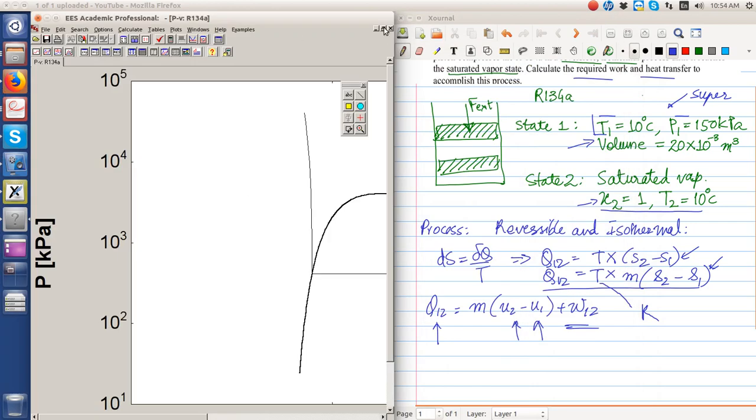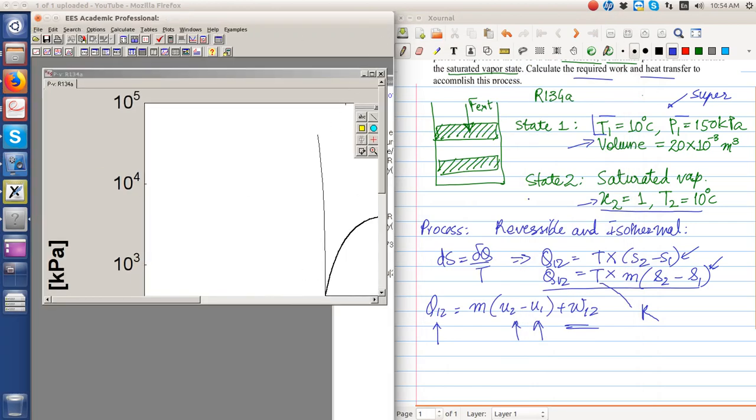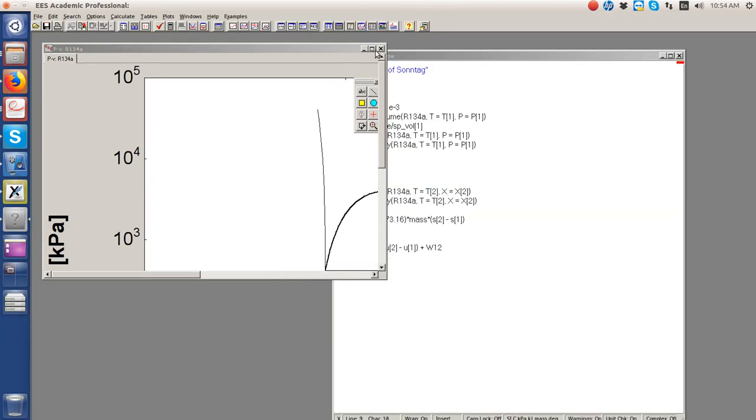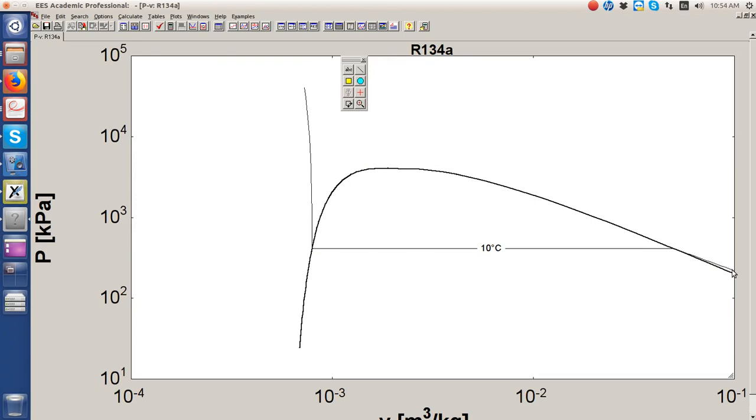We have been given that the process is isothermal. Because of that it starts here and reaches here because it is 10 degrees Celsius and x equal to 1. So this should be the second point, and somewhere here should be the first point, 150 kilopascal and 10 degrees Celsius. Then it is compressed isothermally, which is this line, to saturated vapor.